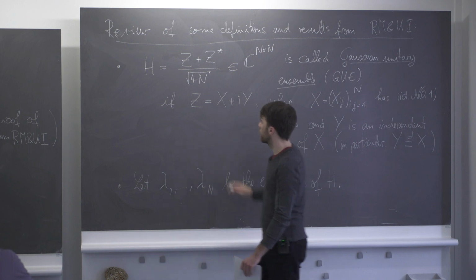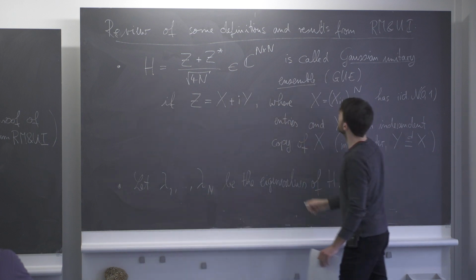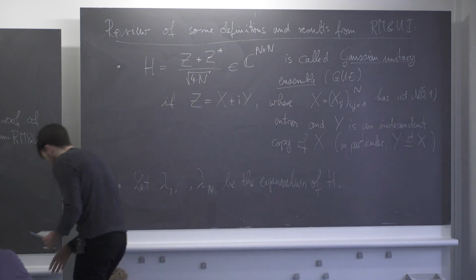And yeah, in the following, at least for today, we will always assume that H is a GUE matrix, and that lambda 1 up to lambda n are the eigenvalues.